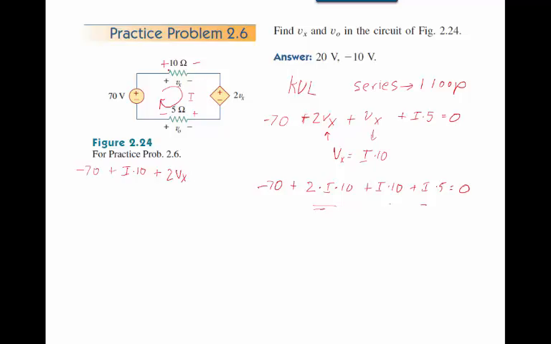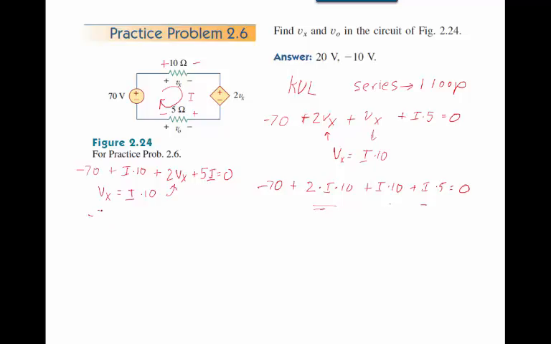But Vx is the voltage that's across here. So this voltage depends on that voltage. And then plus, I hit a plus sign first, plus 5I equals 0. It's the same thing I wrote here. I just wrote it in a different order because I was trying to confuse everybody. And then I see that Vx, the voltage across this resistor, is I, my one loop current, times 10 ohms.